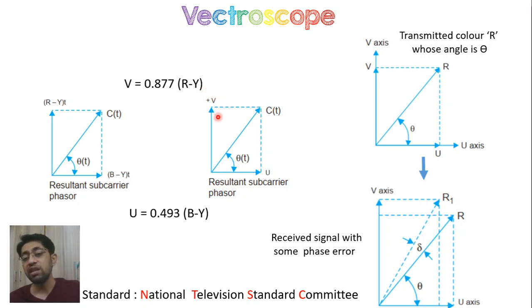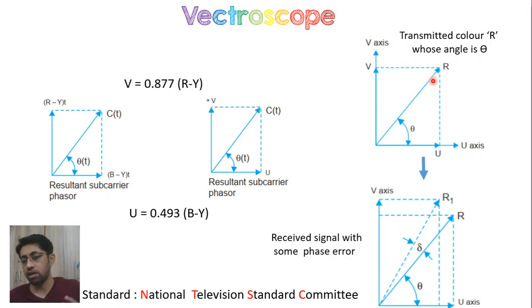So this kind of thing is used in the TV standard, and the standard in which this is used is nothing but the NTSC standard. The full form of NTSC is National Television Standard Committee, and this standard is mostly used in North America for analog TV transmission. But there is one problem attached with this standard, so let us discuss that. We learn that for a chrominance signal, each color will have a unique angle, and depending on the saturation, it will have the length of the vector. So let us take an example: a transmitter wants to transmit a color R having an angle theta.